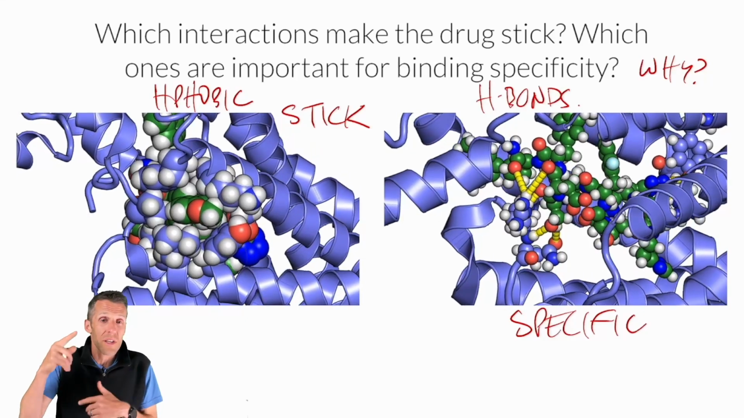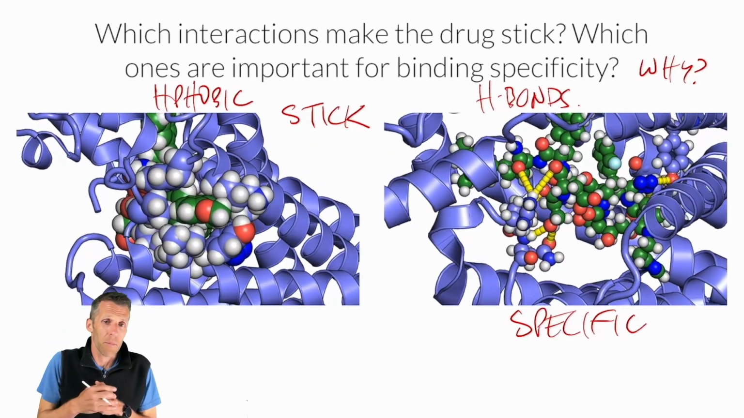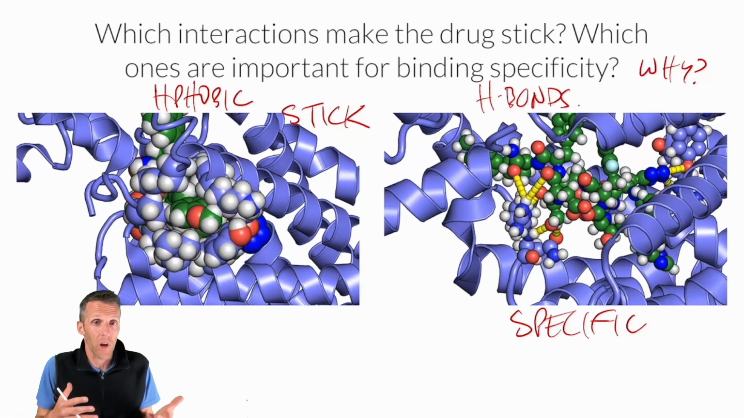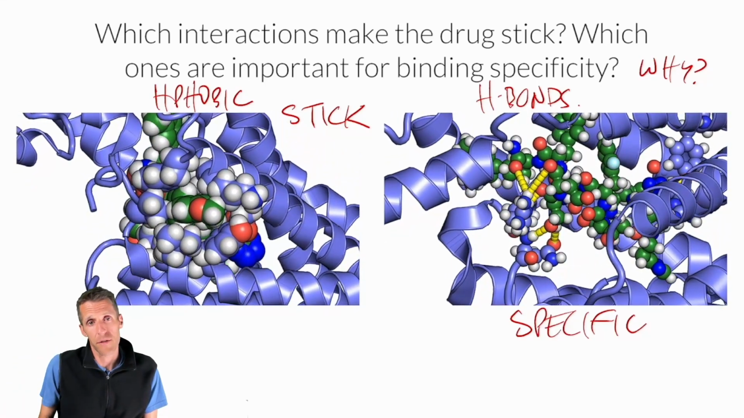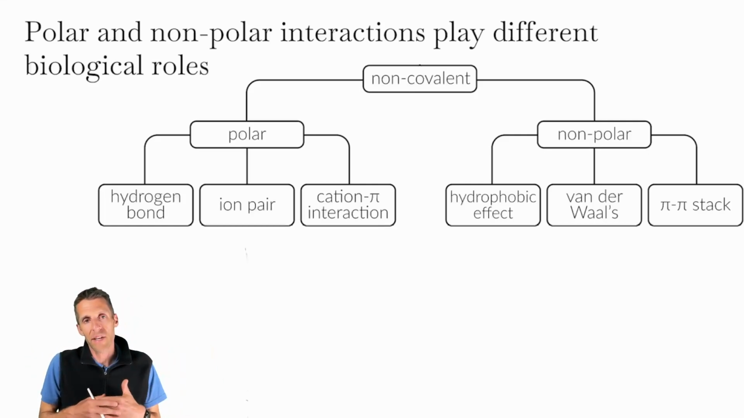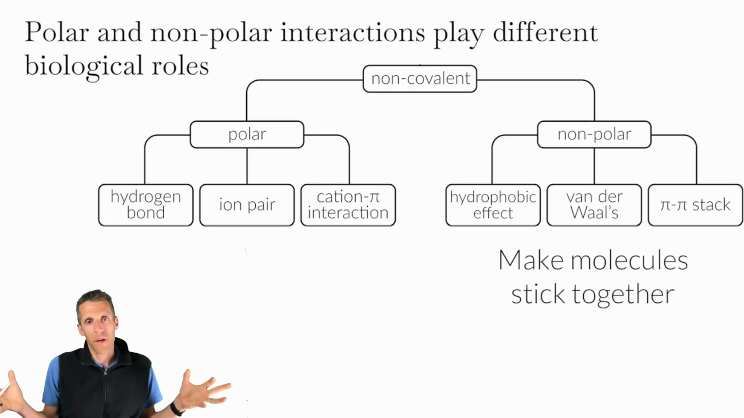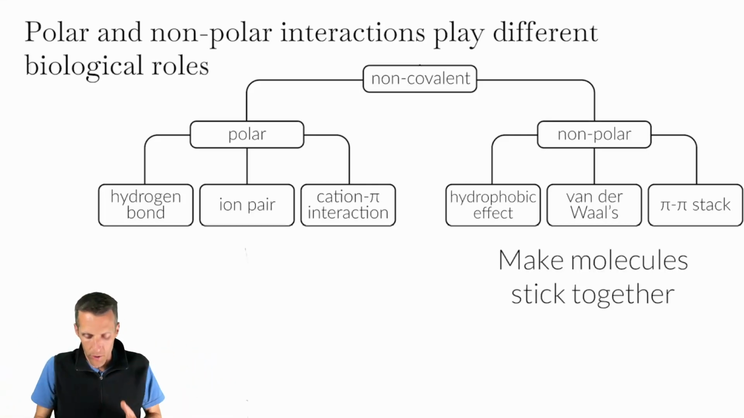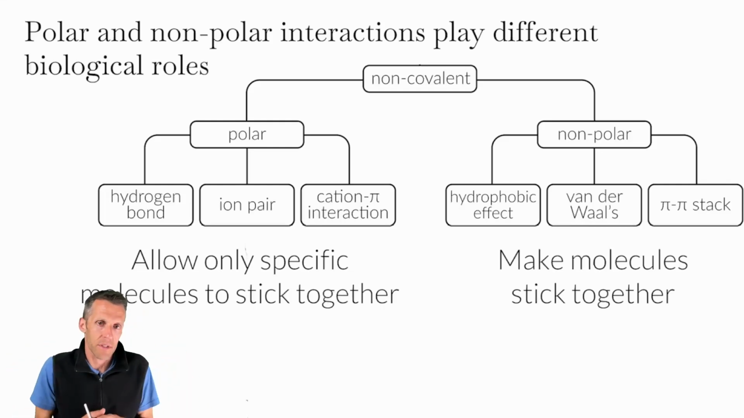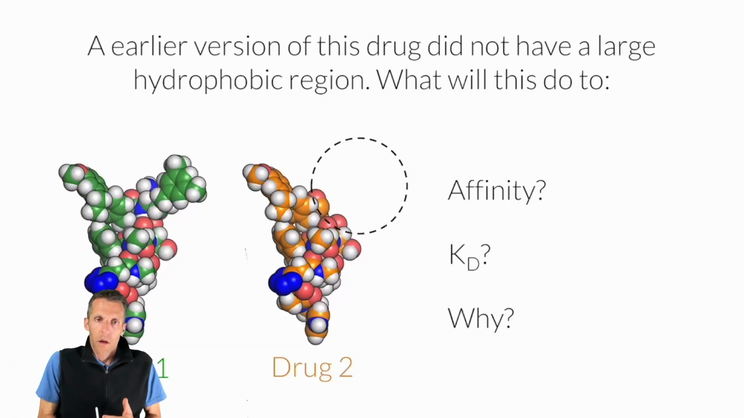Estradiol and testosterone just differ in a little bit of hydrogen bonding capability, and yet testosterone binds 100,000 times worse than estradiol just because it can't fulfill those hydrogen bonds well. Okay, so we can summarize that idea just to make sure it's all in our brains: nonpolar and polar interactions play different biological roles. Hydrophobic things, nonpolar interactions, tend to make molecules stick together, whereas polar contacts tend to make only specific molecules stick together. All right, so now let's go think about the drug design process.